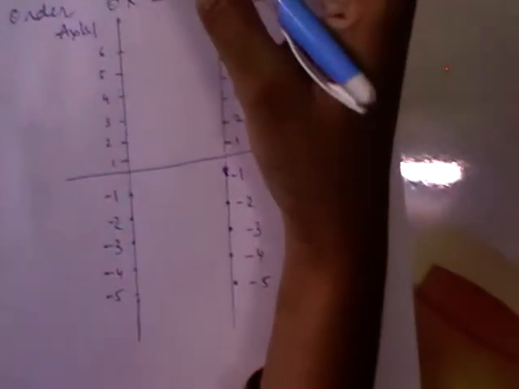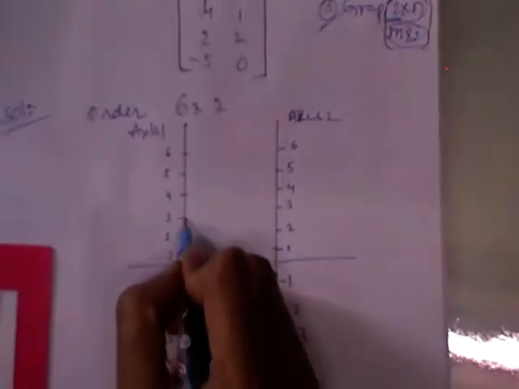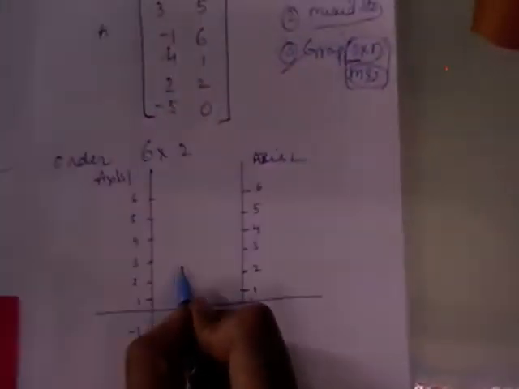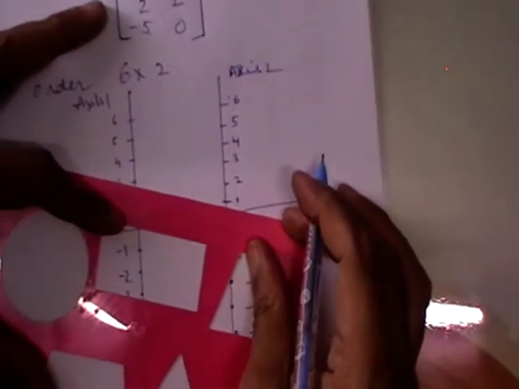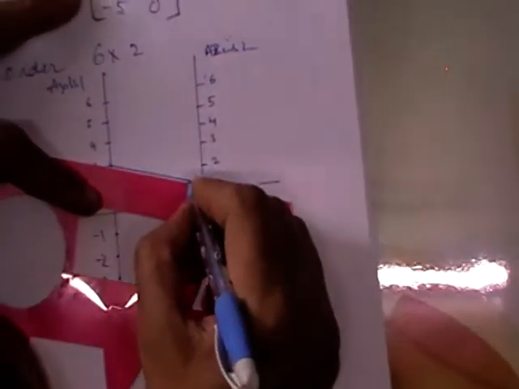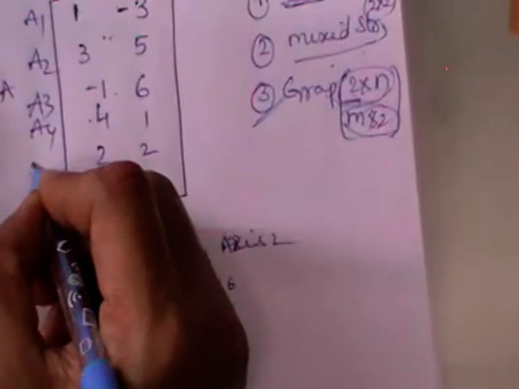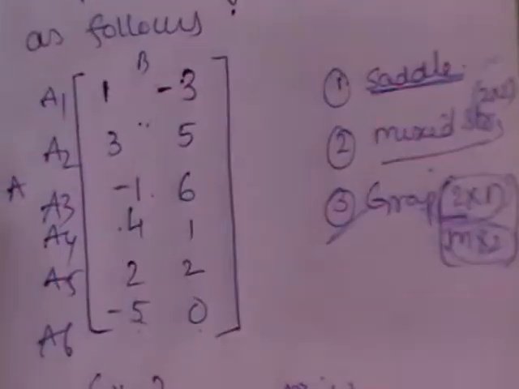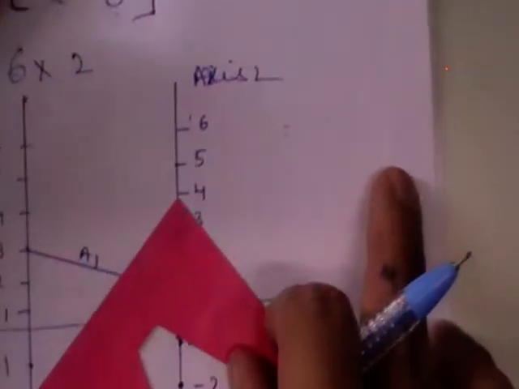What is the first one? You have 1, 2, 3. From here you start. This is 1 and this is 3. Join these two, which represents the first strategy. Let us call these A1, A2, A3, A4, A5, A6. So this represents A1 here, 1 to 3. Second one, 3 to 5.